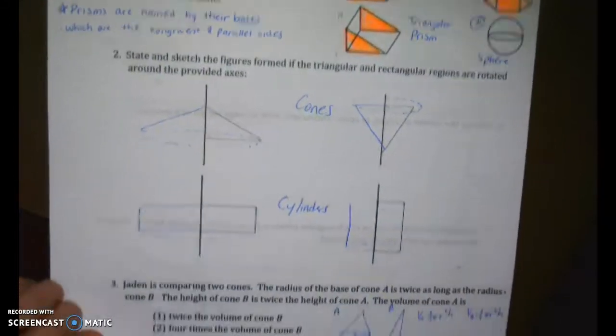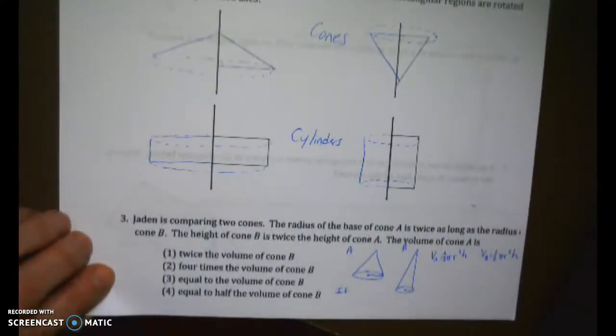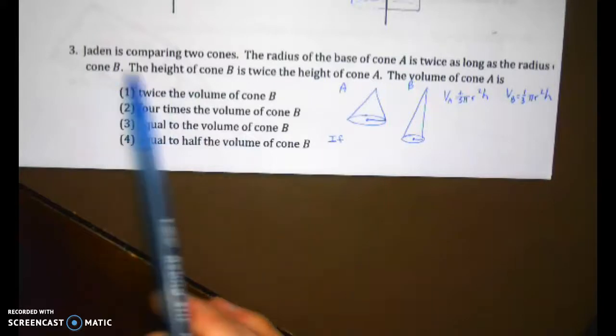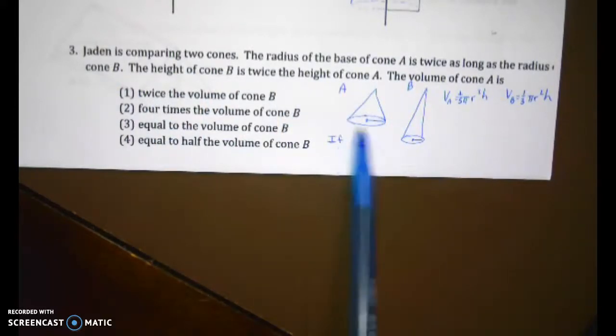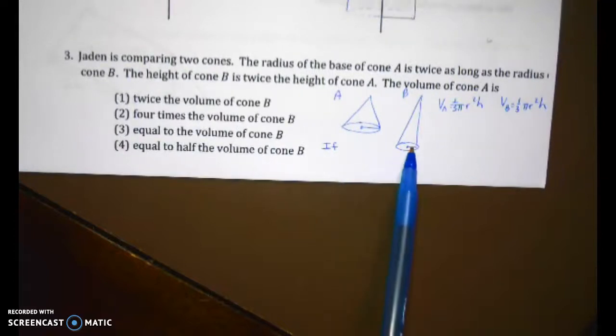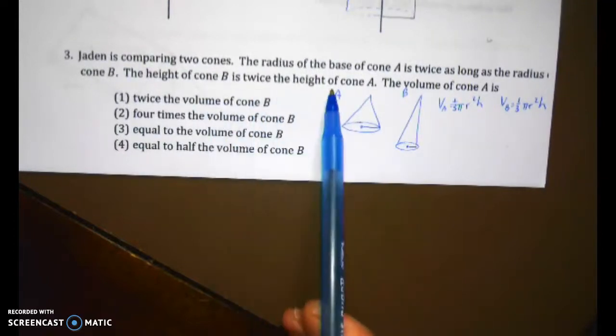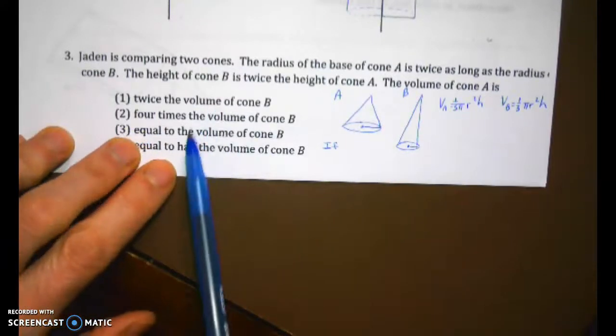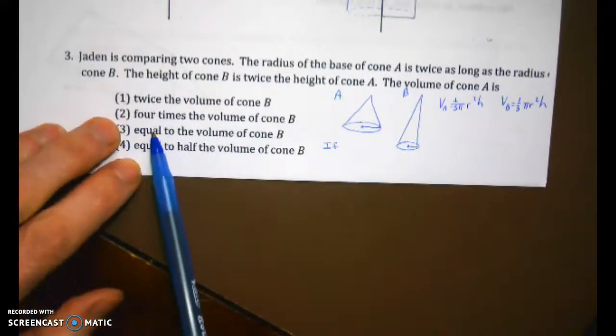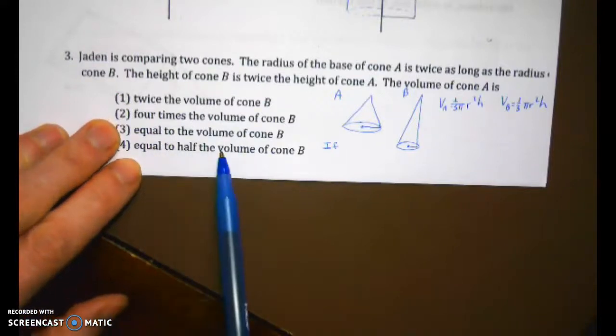Number 3, I started out by drawing some pictures. It says Jaden is comparing 2 cones. Here's cone A, cone B. The radius of cone A is twice as long as the radius of cone B, and the height of cone B is twice the height of cone A. They want you to see if the volume of cone A is twice, 4 times, equal to, or half the volume of cone B.